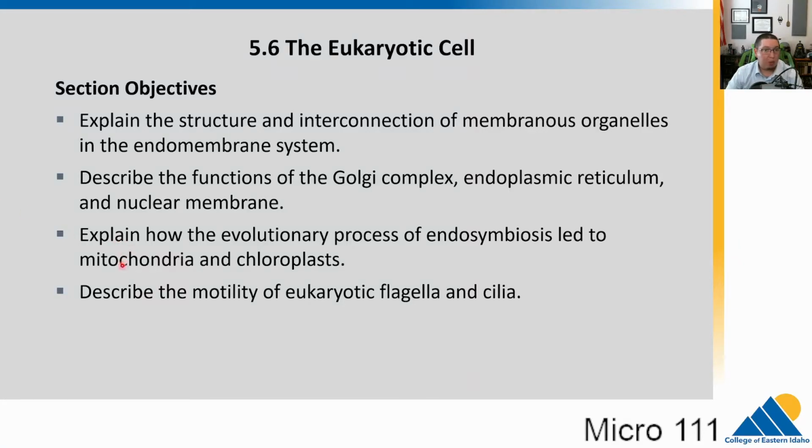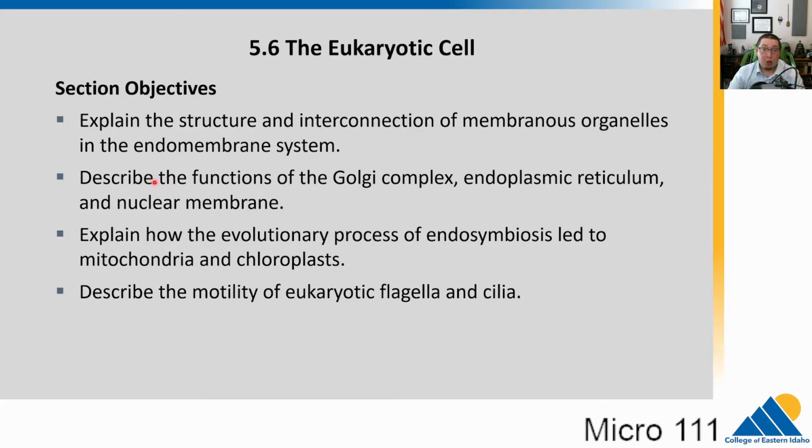For chapter 5.6, which is the last part of unit 2 here, we're going to talk about eukaryotic cells, which is us and other parasites, things like that. We'll talk about the structure of the eukaryotic cell and the really important part about it, that it has this interconnection of a bunch of what we call membranous organelles and the endomembrane system. We'll see what that is in a moment.